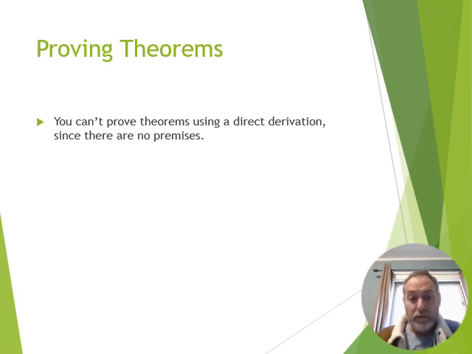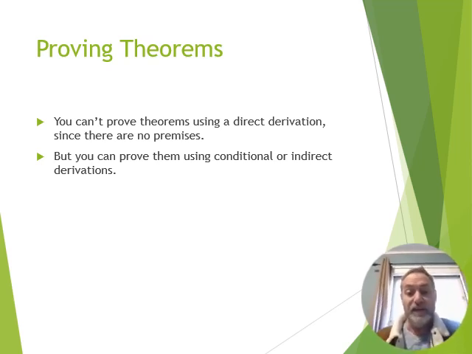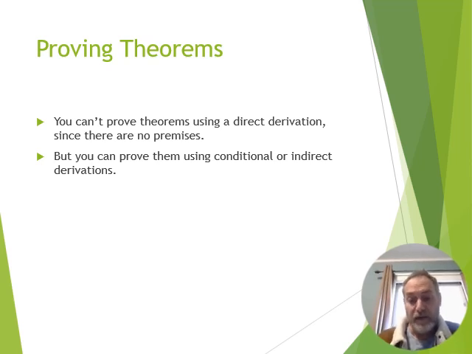So proving theorems, you can't use a direct derivation because there are no premises, right? It's just therefore and then the statement, right? So how do you prove a theorem is true? Well, you can use conditional or indirect derivations because those types of derivations give you premises, right? You get to assume some things. And so if you're proving a theorem, you'll be doing it using a conditional or an indirect derivation, depending on the type of statement that you're dealing with.